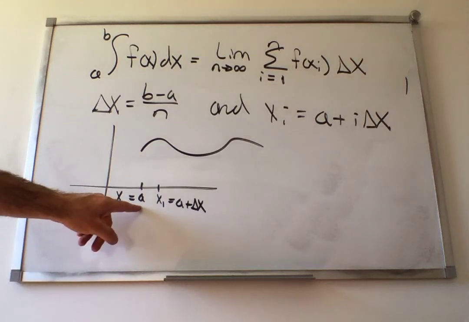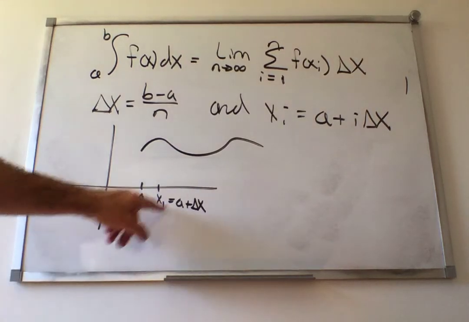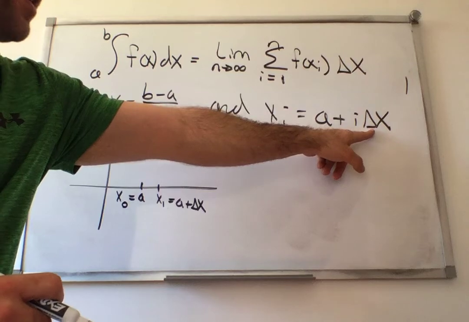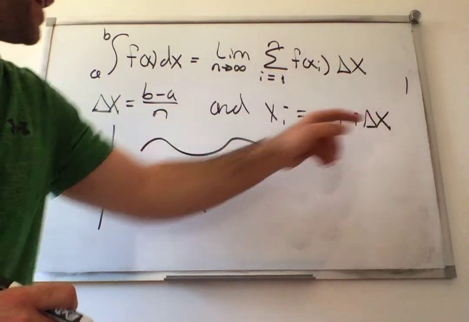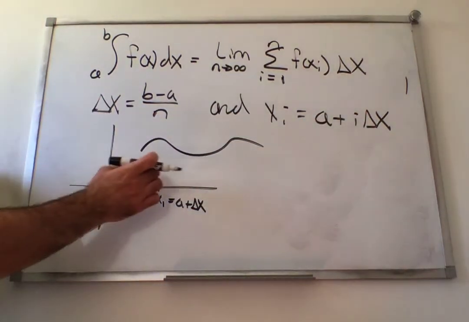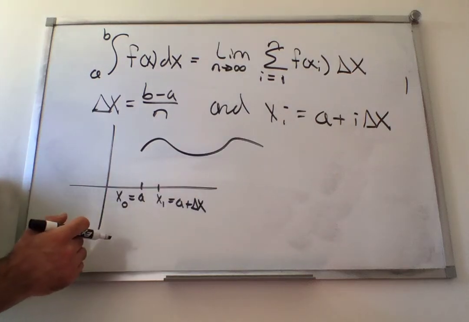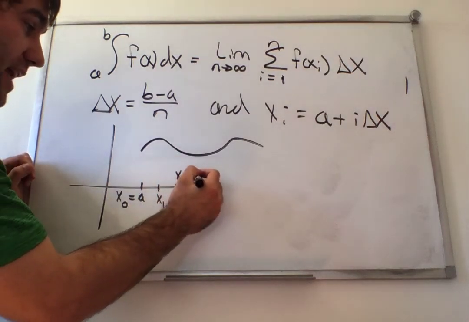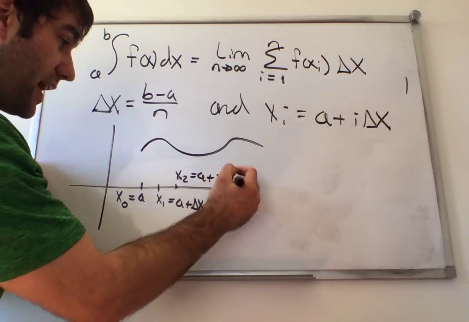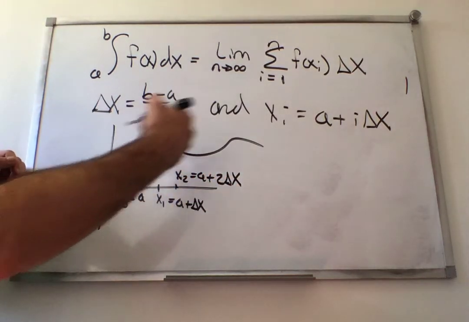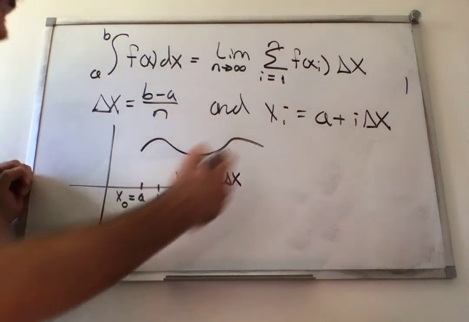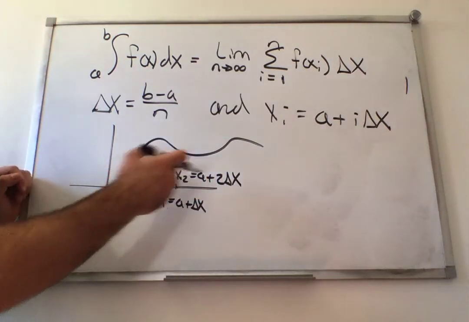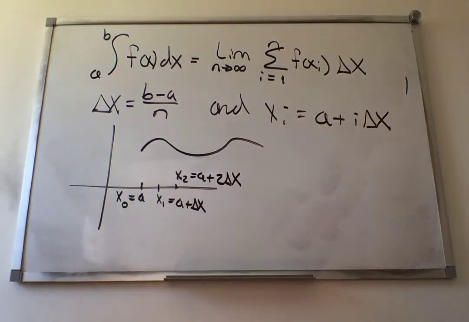Okay, so x0 is a, so for x1, all I do is plug 1 into here. If I plug 1 into here, you get a plus delta x. Delta x is the width of the rectangles. So to get the next one, x2, that's just a plus 2 delta x. A plus 3 delta x, a plus 4 delta x, that keeps getting you to the next spot in the rectangle.